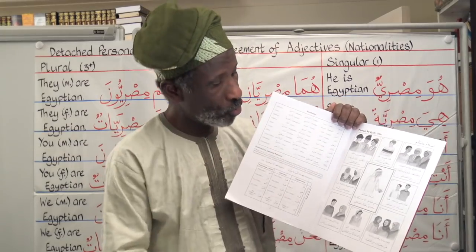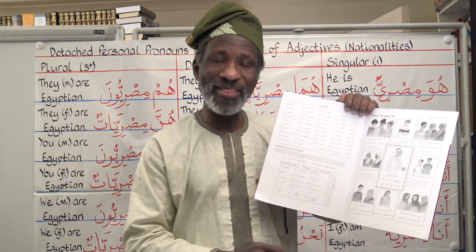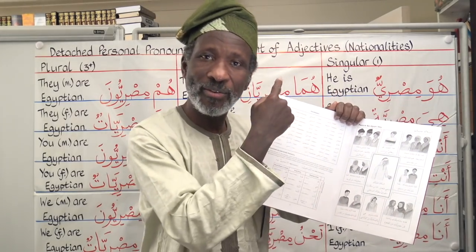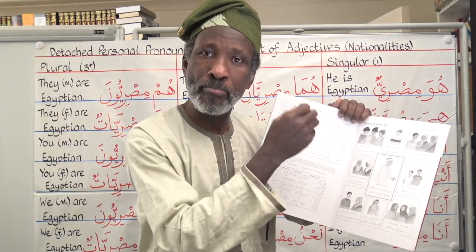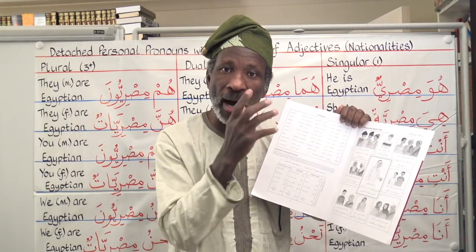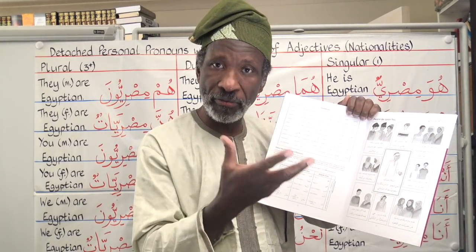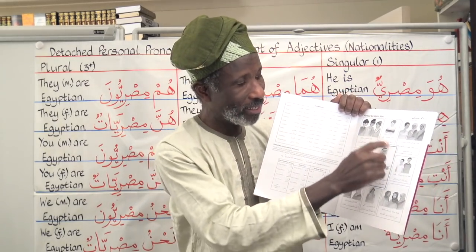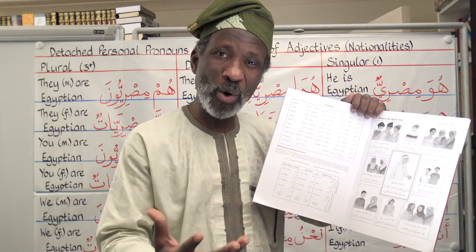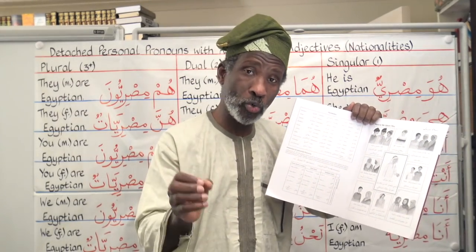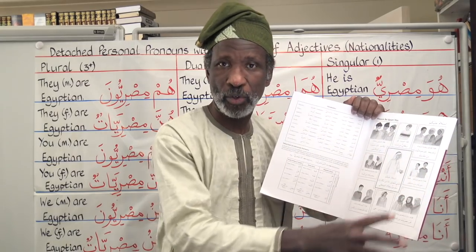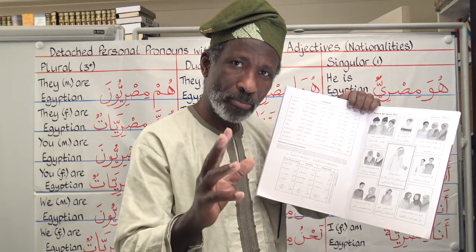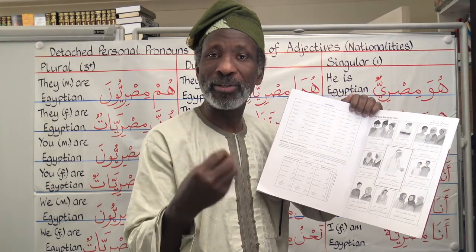Now, on page 2, you will see Faisal in the middle introducing his friends using the detached pronoun, using ضمائر رفع منفصلة. Let's start with Faisal in the middle. Those of you who have completed book 2, you'll find this page very easy. You'll be able to follow it. Let's read it. Again, I'll read this more slowly than usual for pronunciation.